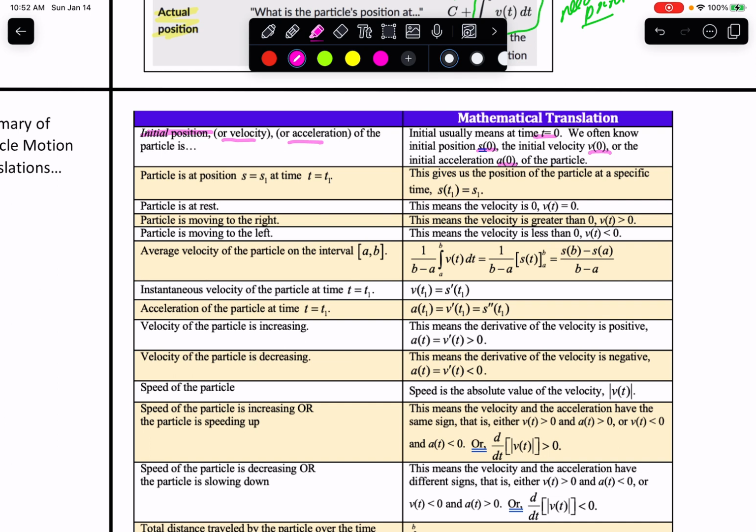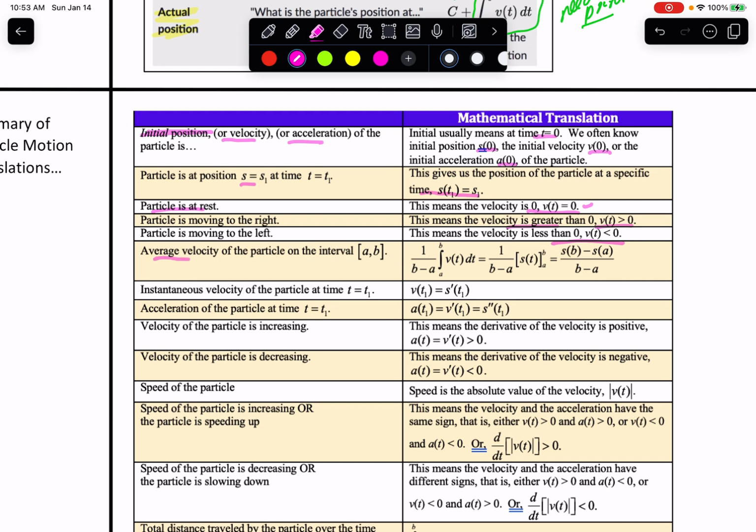Particle is at position s means that at a specific time, it was at a specific place. So that's self-explanatory. The particle is at rest means that velocity is 0. So you set v of t equal to 0. Particle moving to the right means the velocity is greater than 0, and to the left it's less than 0. This is some repeat from when we did velocity and acceleration with derivatives.